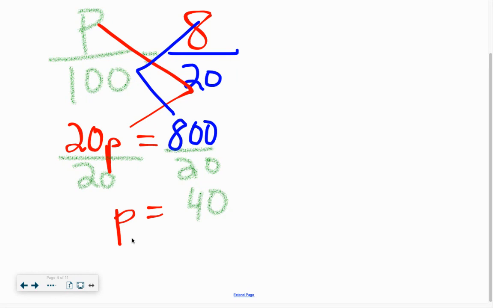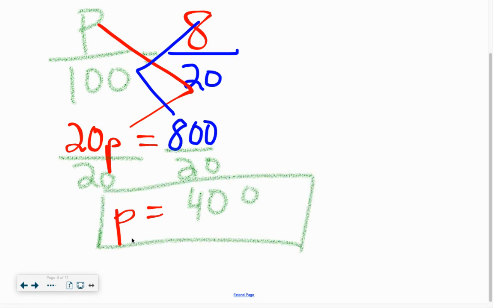But be very careful. I use the letter P because our final answer is a percent. So what percent did we find? Well, we found 40 over 100. What is 40 over 100? 40 over 100 is 40%. That's why our answer is 40%.